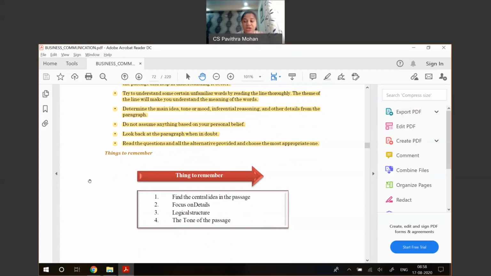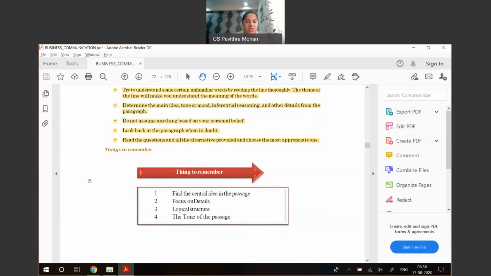Okay, the questions you are running through, you don't know what the questions are, how they are coming, how you need to answer. If you are not able to identify any of the answers, then go back to the paragraph again and see where this particular question will fall, understand that paragraph, and then try to answer it. Then read the questions and all the alternatives provided and choose the most appropriate one. Generally, we will give you one question followed by four options. Read the question properly, then interpret, and out of the four options provided, choose your alternative.